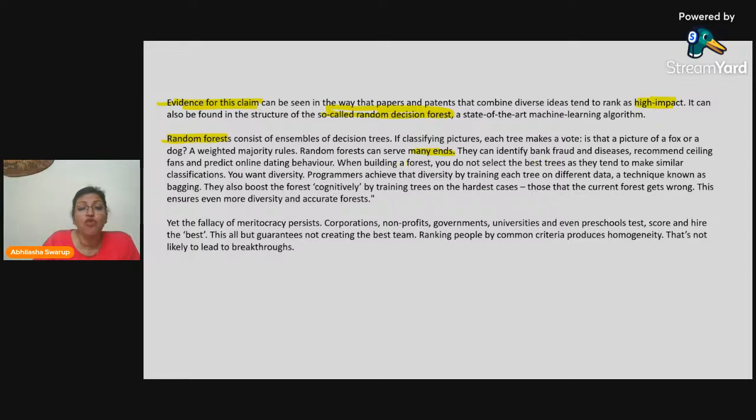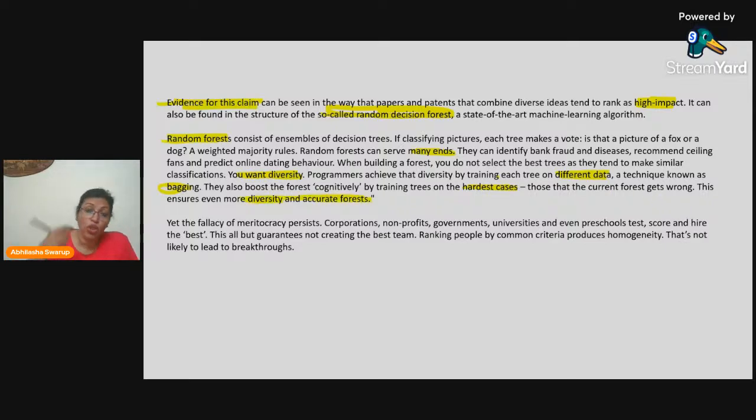When building a random forest, you do not select the best trees, as they tend to make similar classifications. So you want diversity. Programmers achieve that diversity by training each tree on different data, a technique known as bagging. They also boost the forest cognitively by training trees on the hardest cases, those that the current forests get wrong. This ensures even more diversity and accurate forests.